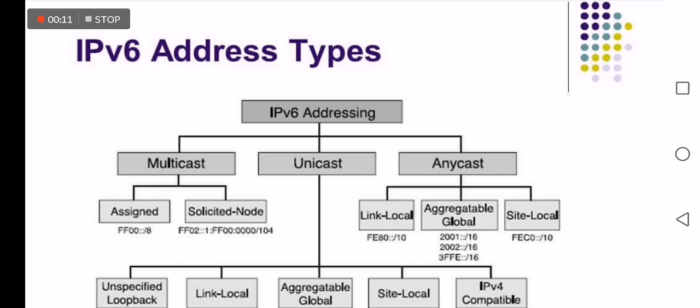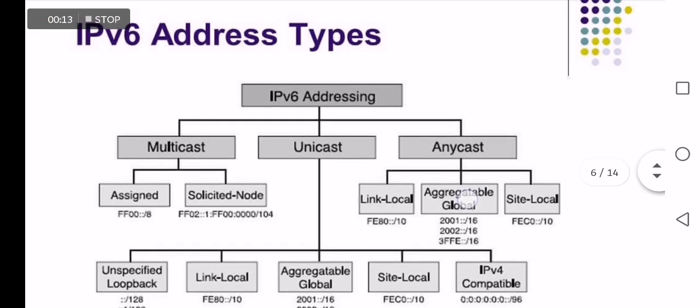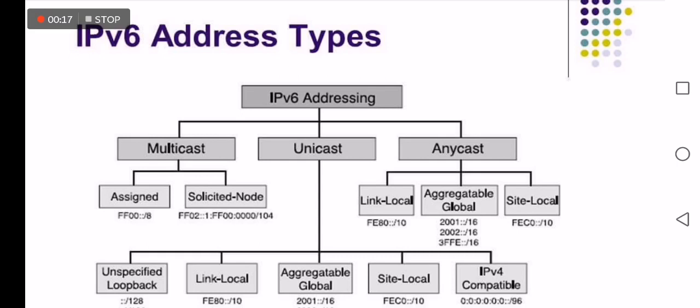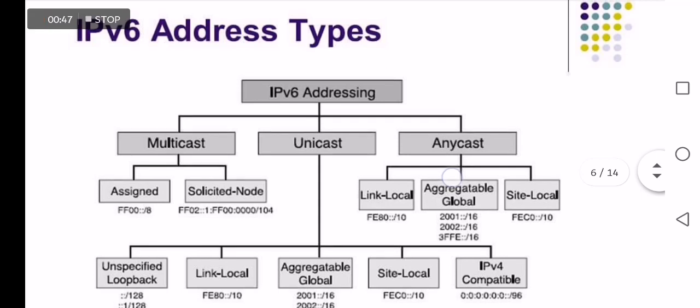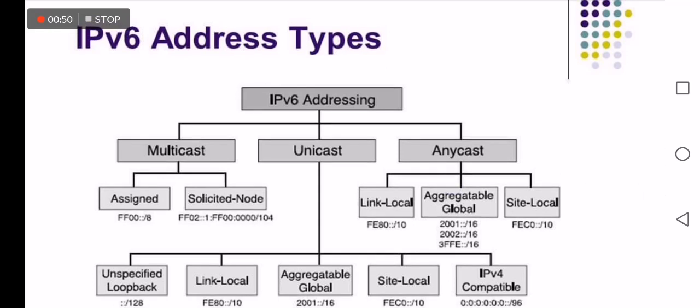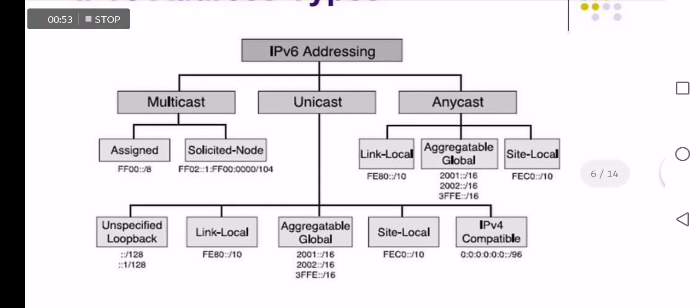IPv6 addresses are classified into three main types: multicast, unicast, and anycast. It is noticeable that the broadcast address is omitted from IPv6 as a main category, and the multicast address is deployed to support broadcasting operations instead. Also, anycast is a new address type in IP version 6 compared to version 4.